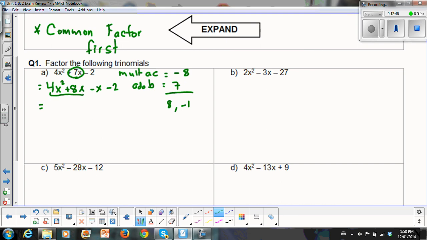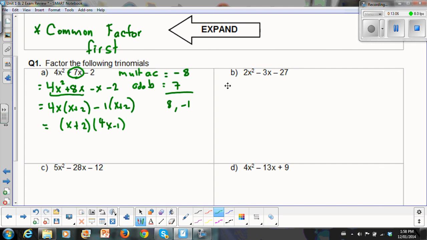So we take a look at the first set. We factor out a 4x. We're left with x plus 2. Second set, we factor out a -1. We're left with x plus 2. We should be left with the same bracket so that we can factor that out. And then we're left with 4x minus 1 as our second factor.